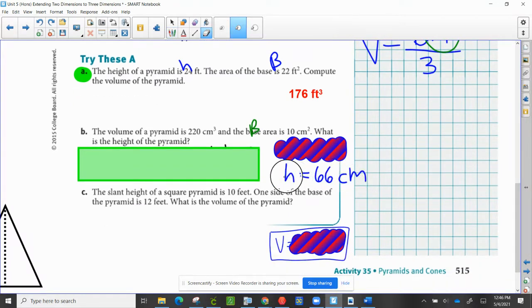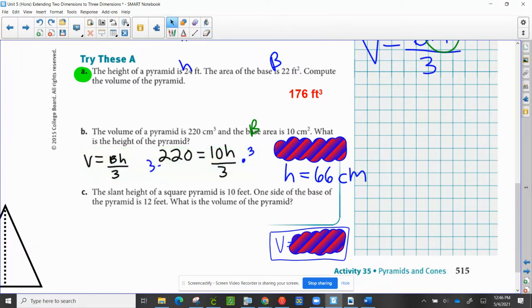Okay, if you did it right, you should have got 66 centimeters. So here's my work, in case you want it. What I did is I multiplied the 3 out on both sides, and 220 times 3 should give us 660. Divide that by 10, and you've got H by itself.